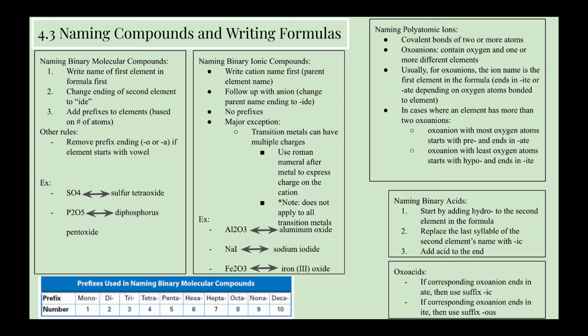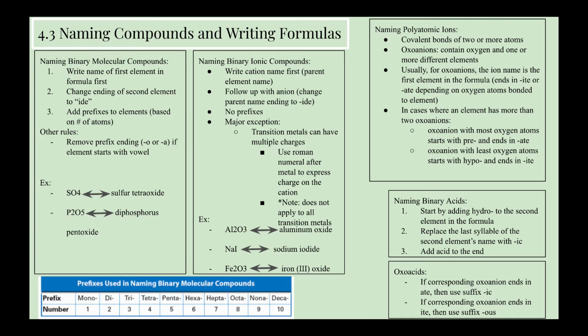So polyatomic ions are covalent bonds of 2 or more atoms, and they have a charge since they're ions. Most polyatomic ions are oxoanions, which contain oxygen and 1 or more different elements. Usually for oxoanions, the ion name is the first element in the formula, which ends in -ite or -ate depending on the oxygen atoms bonded to the element. If it's a version with fewer oxygen atoms, then it ends in -ite, and if it's a version with more, then it ends in -ate.